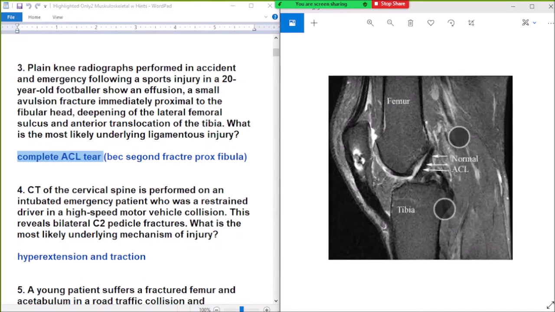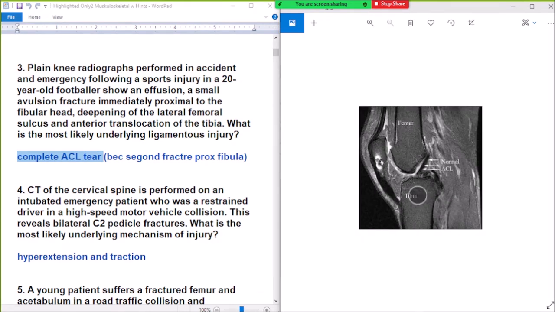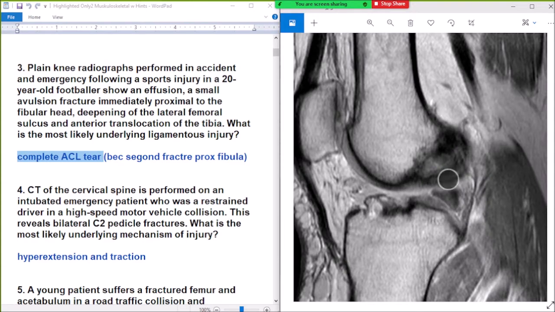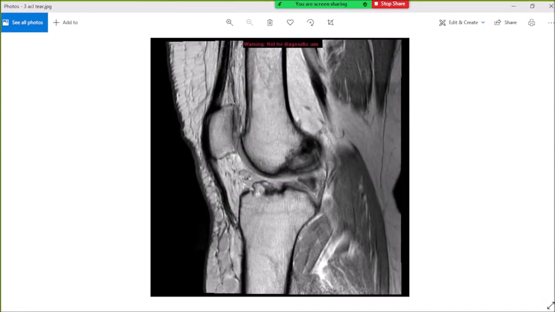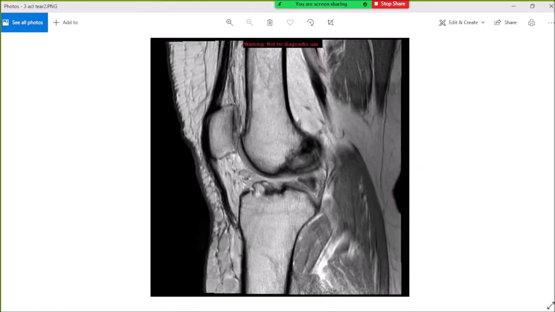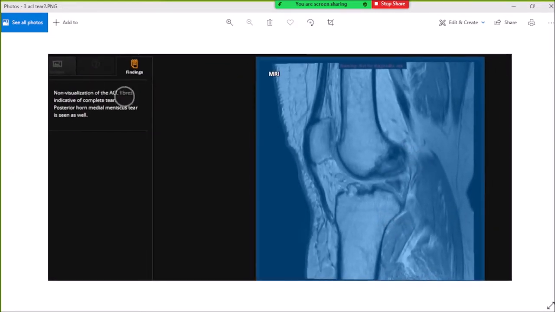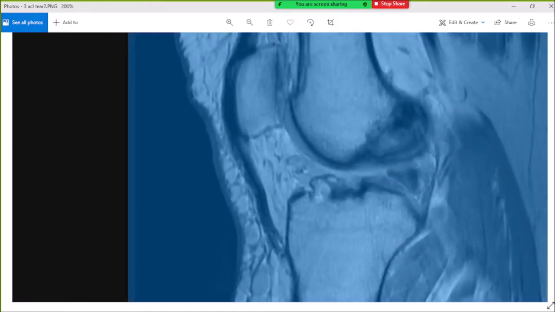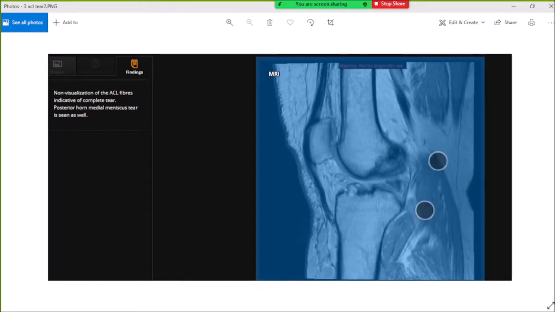Now look here, the image, just to understand. This is a normal ACL, normal anterior cruciate ligament. This is now a tear. This is an ACL tear, a complete ACL tear. We cannot see the ACL ligament. The complete ACL tear: there is no ACL ligament. Correct. Now let's go ahead. Non-visualization of the ACL fibers is indicative of a complete tear. Posterior horn medial meniscal tear is also seen. The meniscal tear is also seen.